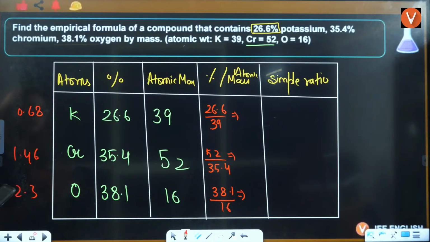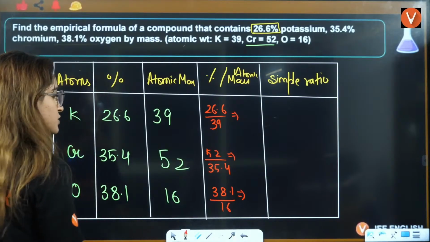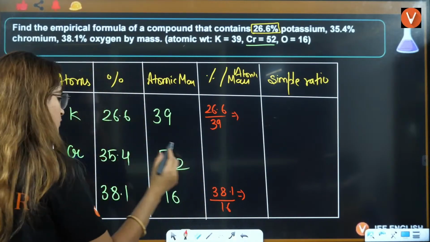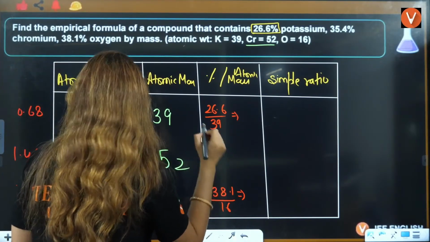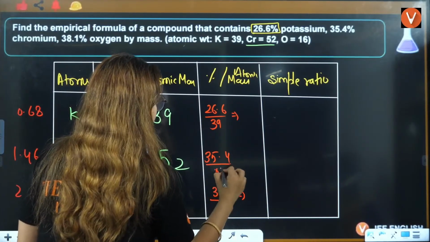I think the formula is somewhat coming out to be, just give me a minute. Wait a minute. This is where the problem is. That's what I was thinking, that why it is not 35.4 divided by 52.